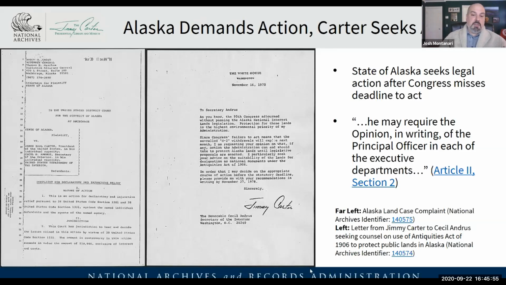The Constitution explicitly says the president may require the opinion in writing of the principal officer in each of the executive departments. Carter does that very plainly, seeks the advice of the Secretary of the Interior on use of the Antiquities Act of 1906. He also does this of his Secretary of Agriculture. And this has been recommended to him by the White House Counsel.